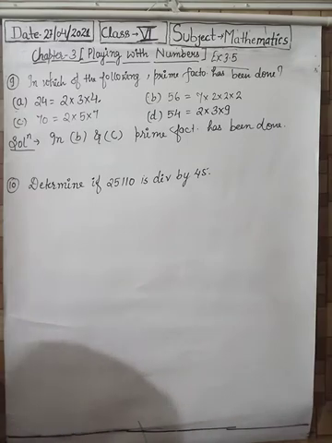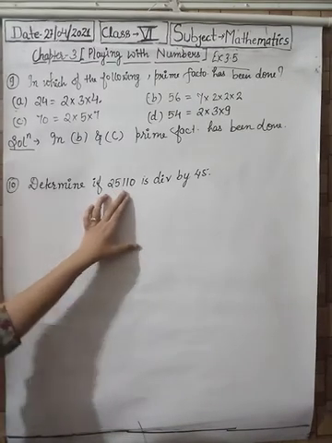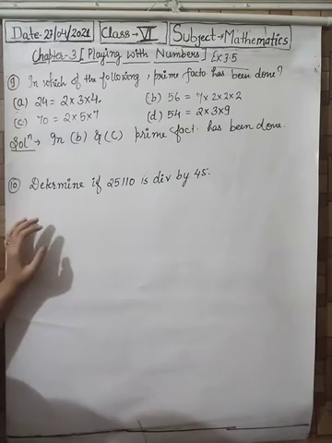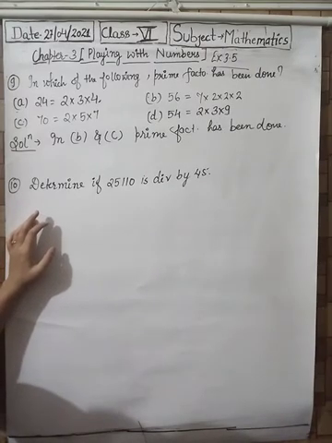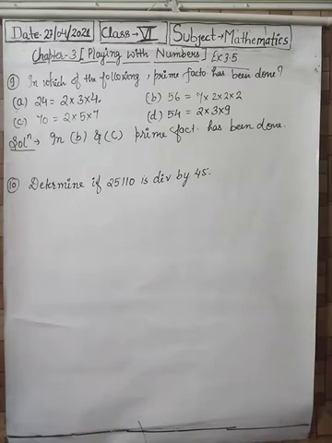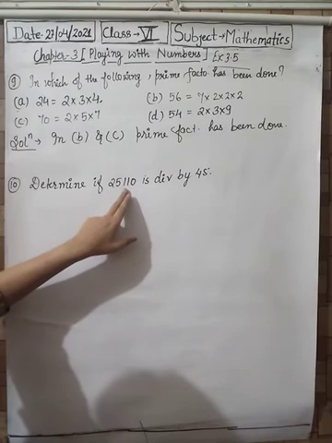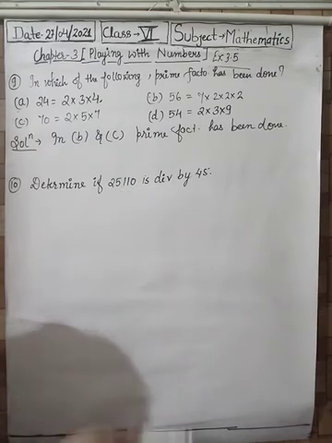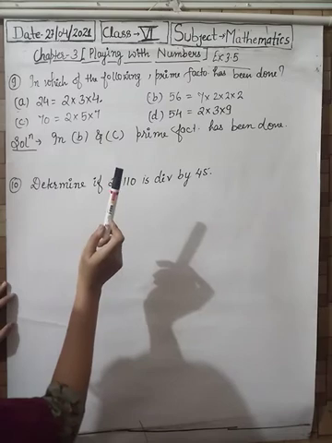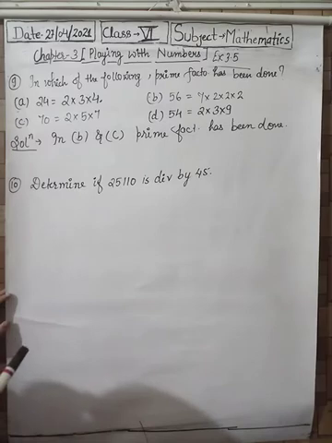Question number 10. Everybody look at question number 10 carefully. Determine if 25,110 is divisible by 45. Here one hint has been given. Hint is that 5 and 9 are co-prime numbers. Test the divisibility rule of the number by 5 and 9. Why do we need to test the divisibility rule of this number by 5 and 9?